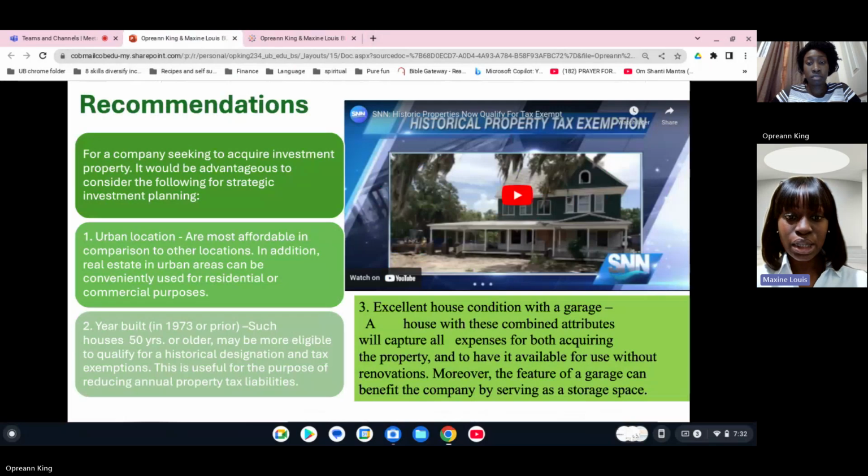Our third recommendation relates to excellent house conditions with a garage. A house with these combined attributes would capture all expenses for both acquiring the property and to have it available for use without renovations. Moreover, the feature of a garage can benefit the company by serving as a storage space because, as people, we like to buy things. So having a house with a garage to help with the storage space will be very beneficial for a large family.